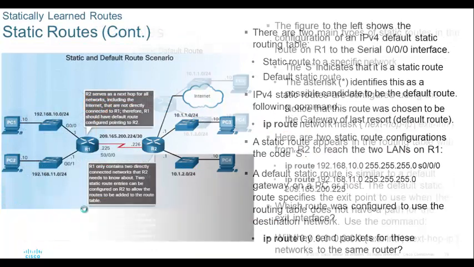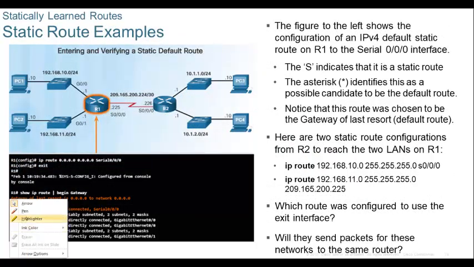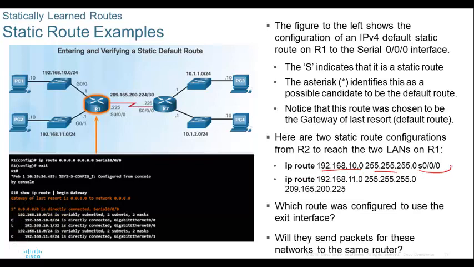So here, either you give the interface or you give the IP address of the next router. Here they have written the route in router 2. Router 2 does not know about 192, 10 and 11. For 10 they have given the exit interface name. For 11 they have given the next router's address.